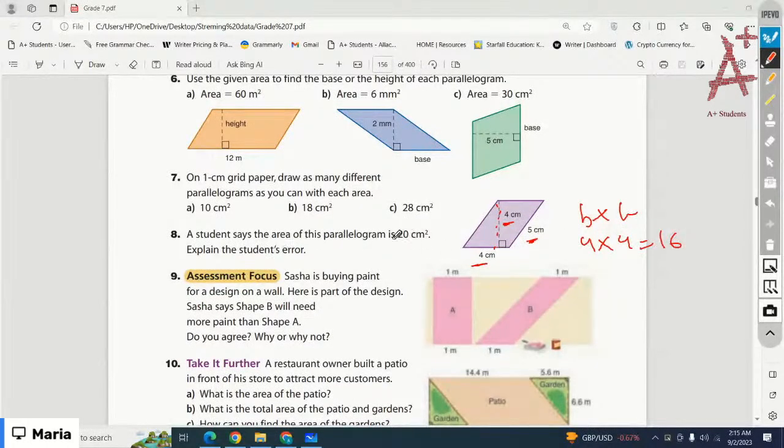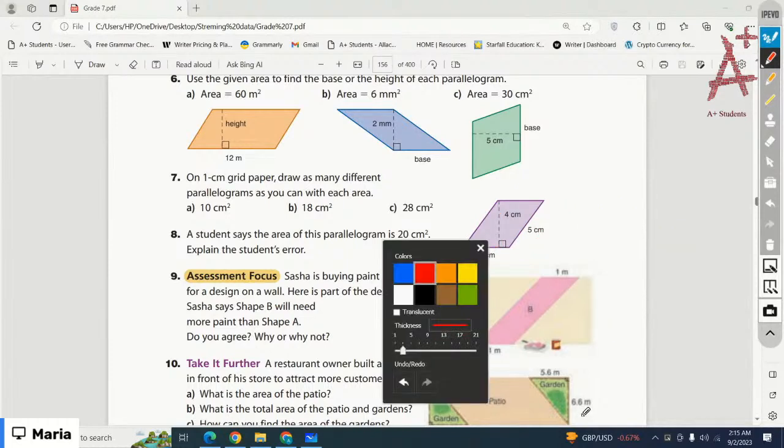So what the student's mistake is, he thought this one is the height. But actually the height is this one, right? So the correct one is 16. And the student's error is, he thought 5 is the height of the parallelogram, right?